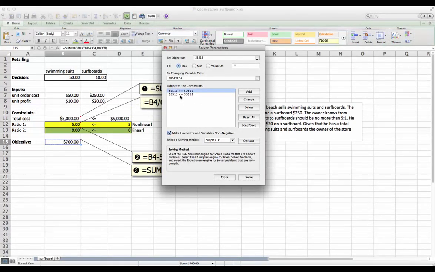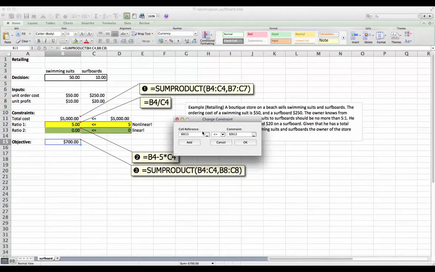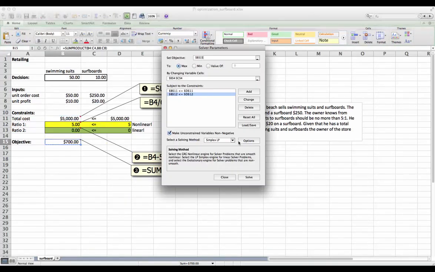So let's open Solver. We say maximize our total profit, B15, by changing B4 to C4. And the two constraints are B11 less than D11, which is the total cost. And let's try the first constraint. So I'm going to click change: B12 less than D12. Right, that's the constraint we just set up as a ratio. Okay, we use Simplex LP for linear programming, and we click solve.